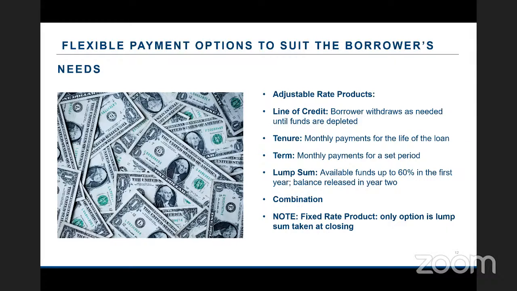The other thing that the borrower can do, which I find most interesting, is on the adjustable rate products, they can change their mind. If they find that the line of credit isn't working for them, all they have to do is call the servicing department and request that their funds be recalculated. Perhaps they'd like to turn that into a tenure or term payment. And for a small fee, they can do that. The funds are theirs to use in any way they would like.